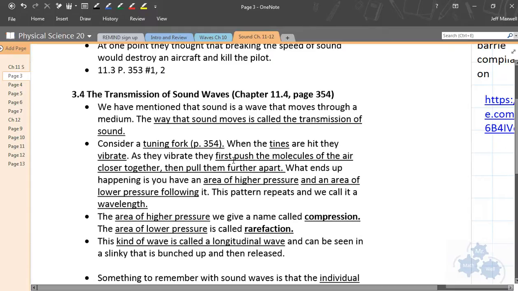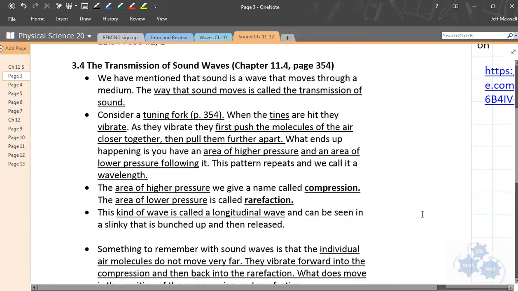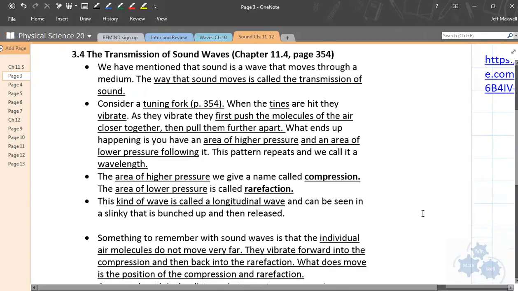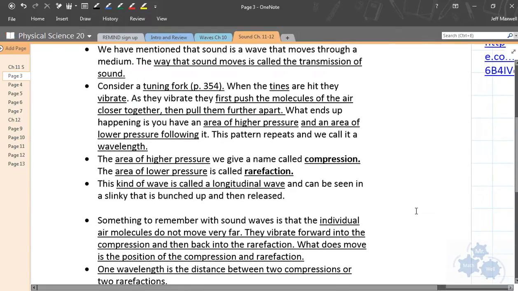What ends up happening is you have an area of high pressure and an area of low pressure. And we've talked about this already. You should know this already. You might even have these in your notes from a discussion we had before. But the area of high pressure is called a compression. The area of low pressure is the rarefaction. And you may have that written down already somewhere in your notes, but that's very key to what we're talking about here. And of course, the kind of wave that we're talking about is a longitudinal wave.